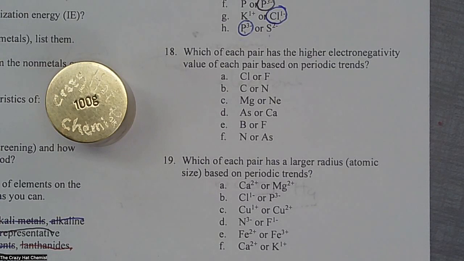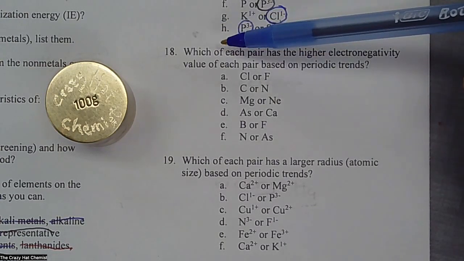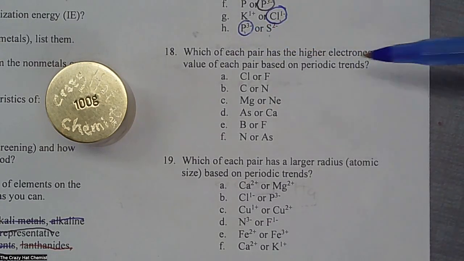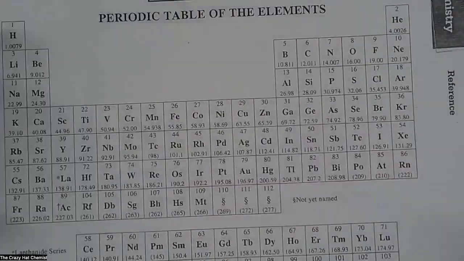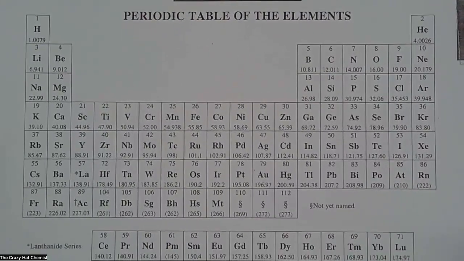All right, so let's see if we can answer number 18. Which of each pair has the higher electronegativity value based on periodic trends? Chlorine, fluorine. And so what we're going to do is pull out a periodic table and answer that using our periodic table, of course. Zooming out just a little bit more here so that we can do this.